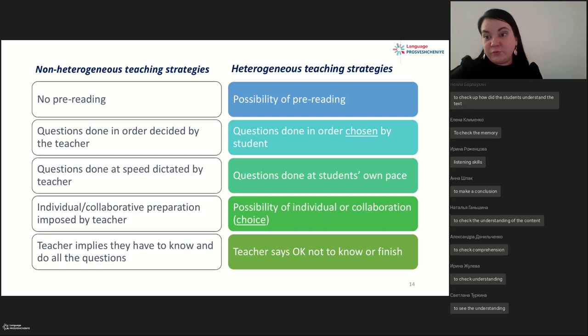Then, of course, we often set limits to the time period during which students should answer. But we can also allow students to complete questions, answer questions, do some kind of task at their own pace. Then to provide them with a choice of either they should do this task individually or in pair or in a small group. And sometimes we can also allow our students not to know something, right? To make a mistake or not to finish the whole exercise.